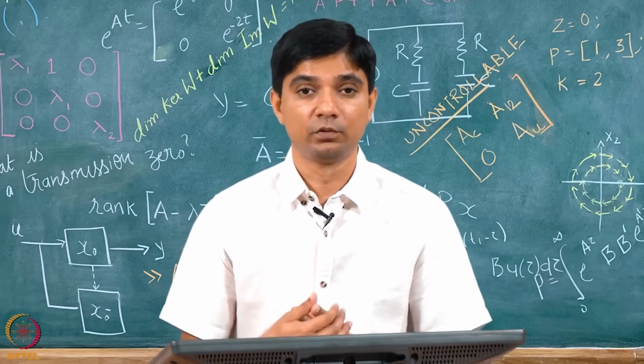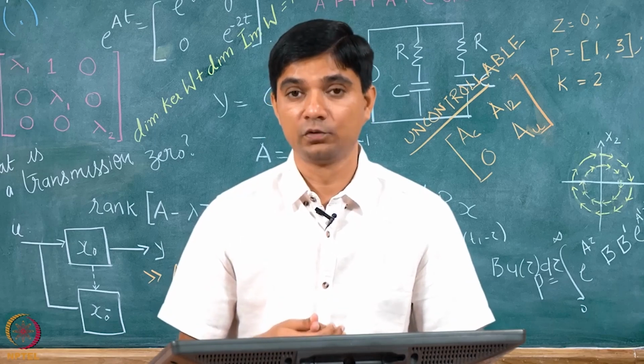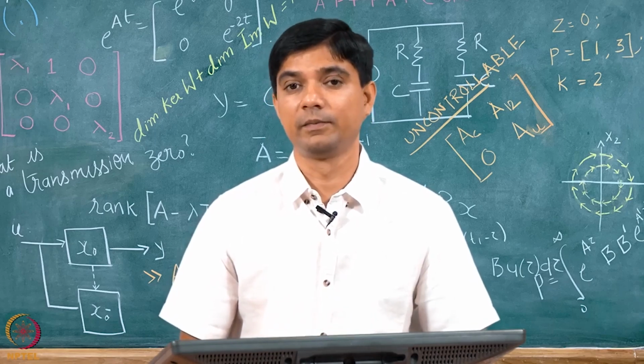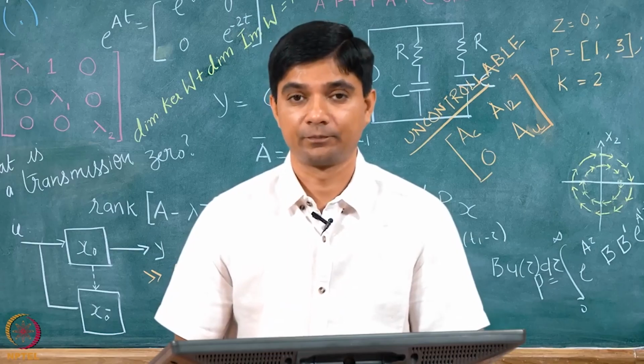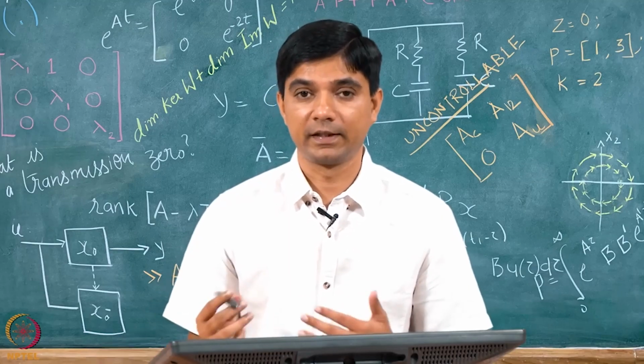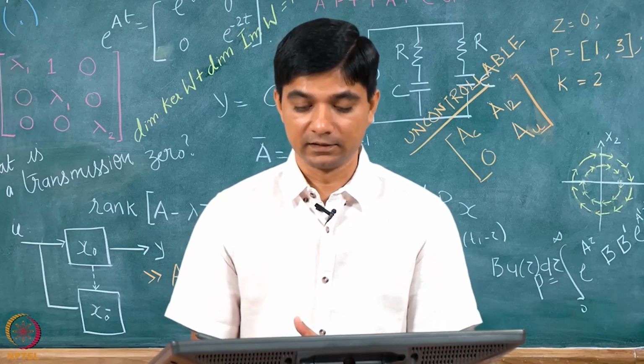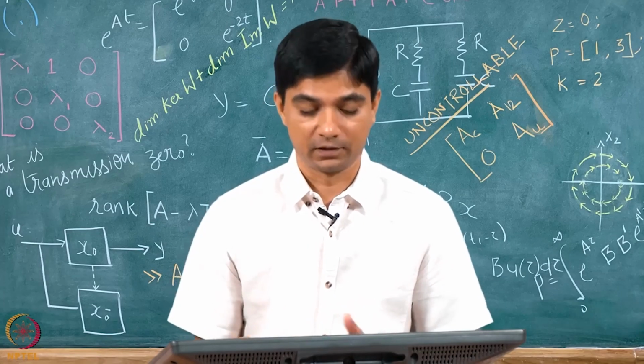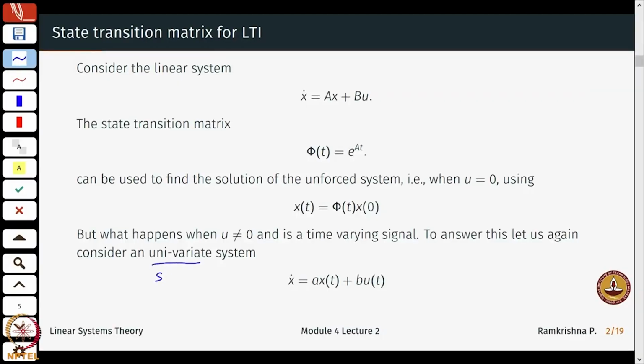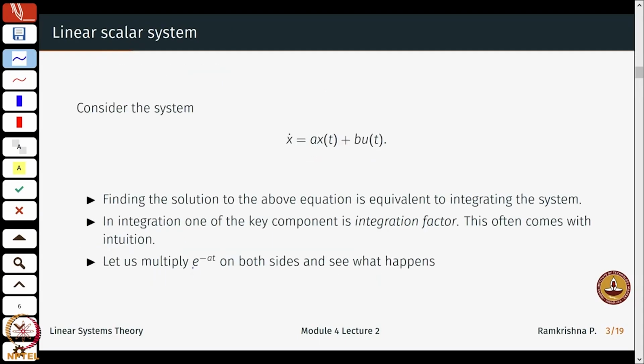So what happens when u is not equal to 0? It may not necessarily be a constant, but it can also be time varying. Okay, so as usual, just to make things a little easier, we will start with a univariate, or so called scalar system. So I just say x dot equal to A x plus B u, and finding solutions is as usual integrating the system.